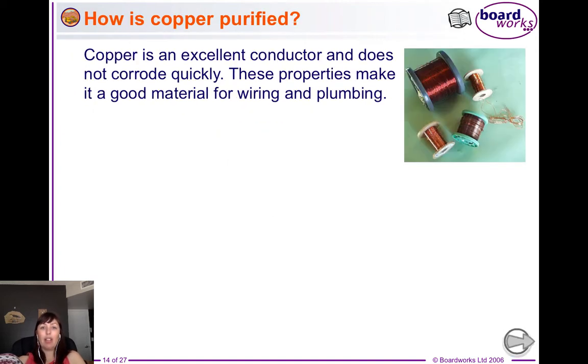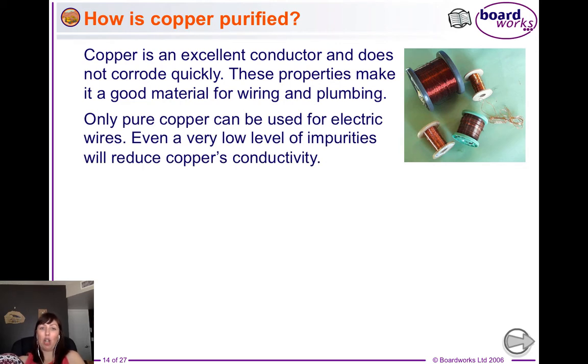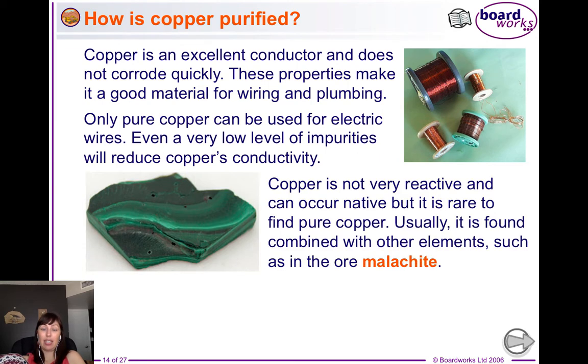Okay, so copper, and we're going to talk more about it. Copper is an excellent conductor, and it does not corrode quickly. So these properties make it a really good material for wiring and plumbing. We use it a ton. Only pure copper can be used for electric wires, though. Even a very low level of impurities will reduce its conductivity.